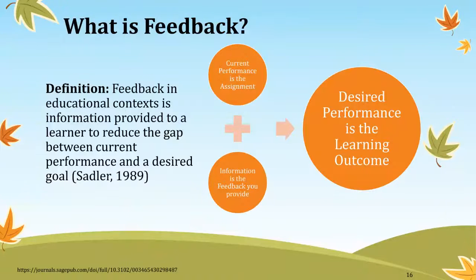Okay. So what is feedback? You have the current performance of a student, which is usually assessed by some type of an assignment, and there you go, that is the current performance. Then if you add the information or the feedback you provide, it would equal the desired performance, which is the learning outcome, what you want them to learn. So you can see here the feedback is a very important part of the learning process.